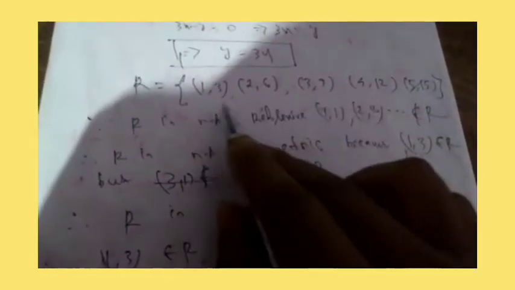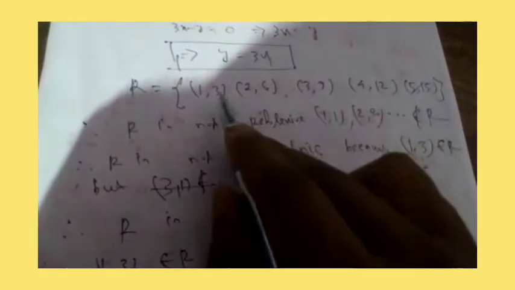And for transitivity, you know that if (1, 3) belongs to R and (2, 6), then (1, 6) should belong to R, but it doesn't belong to R. R means the relation. We have got only four ordered pairs from here, but we haven't got (1, 6). That's why it cannot be transitive.